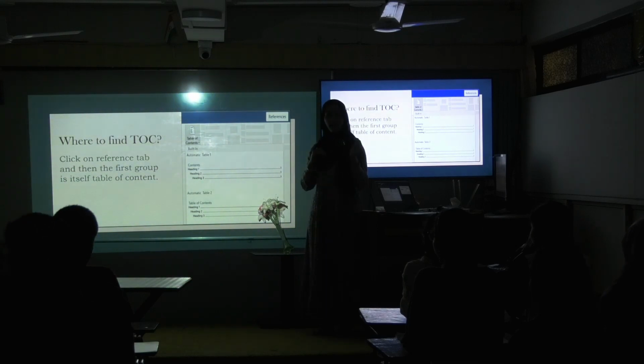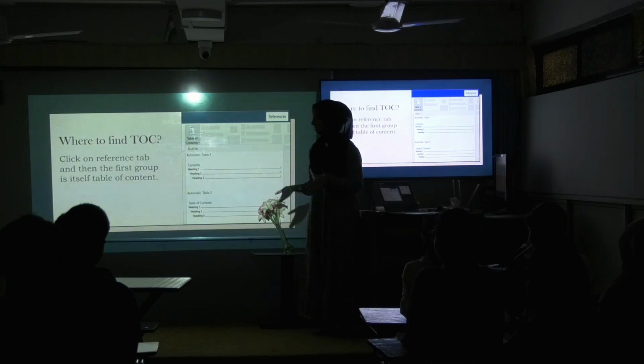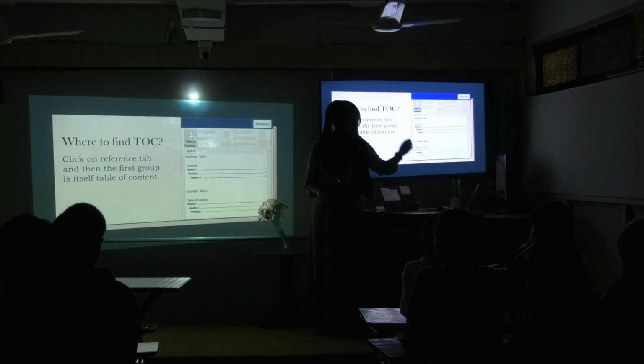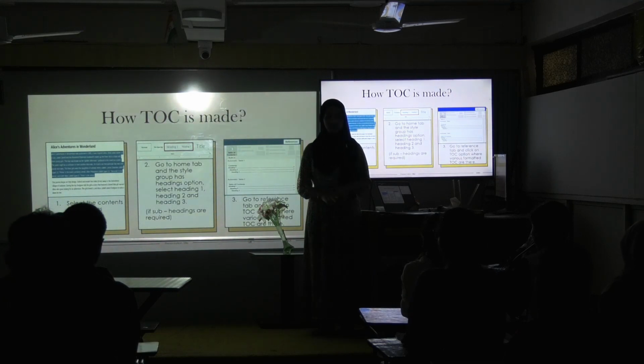Now the next question that appears is where to find table of content. We have many tabs in our Word. In that, there is a reference tab, in which the first group is itself table of content. So click on reference tab and then the first group is itself table of content. The third thing is how table of content is made. It's really simple and really quick and really informative.